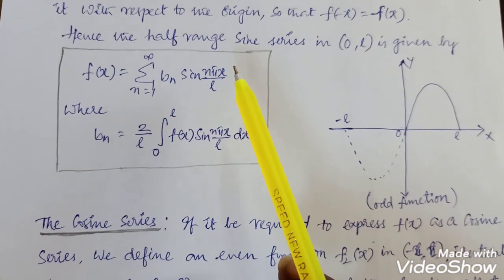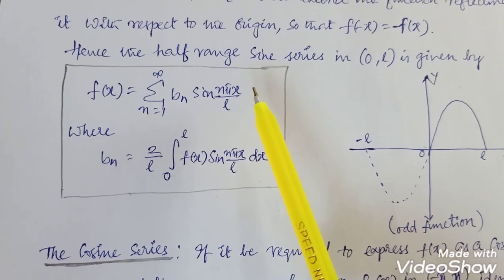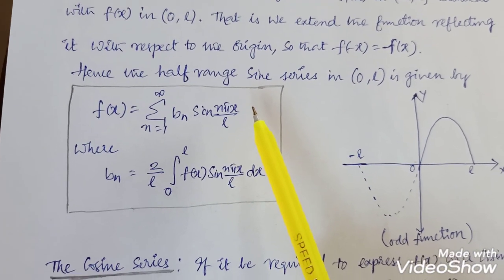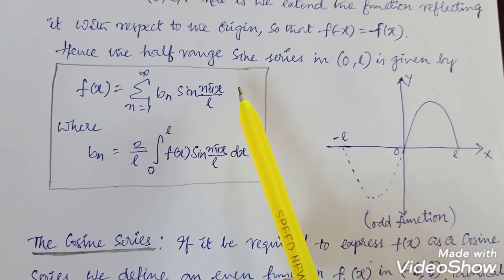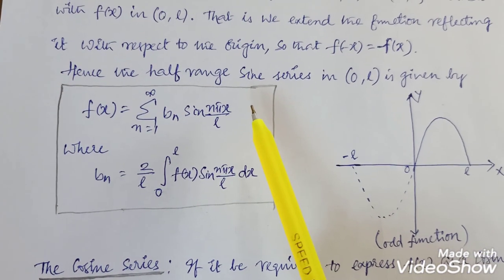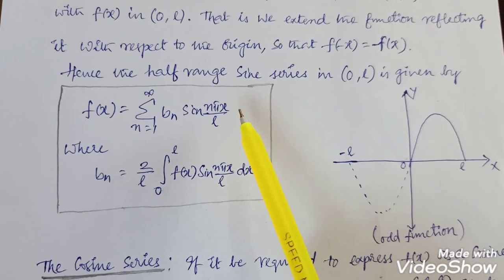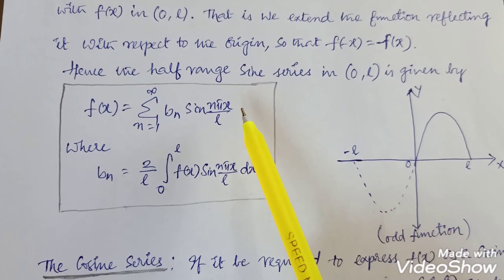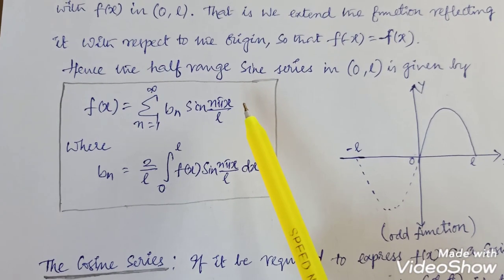Many times the question asks to find the half range sine series, or the half range cosine series, or the cosine series. Sometimes it's not mentioned as half range, and it just asks for a cosine series or sine series. Still, you have to go with the half range sine and half range cosine series.